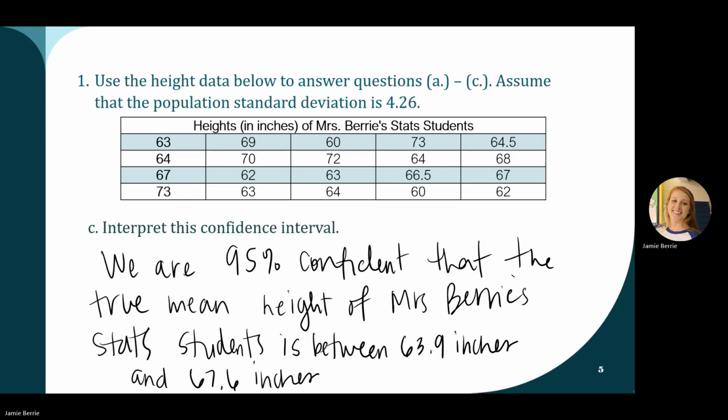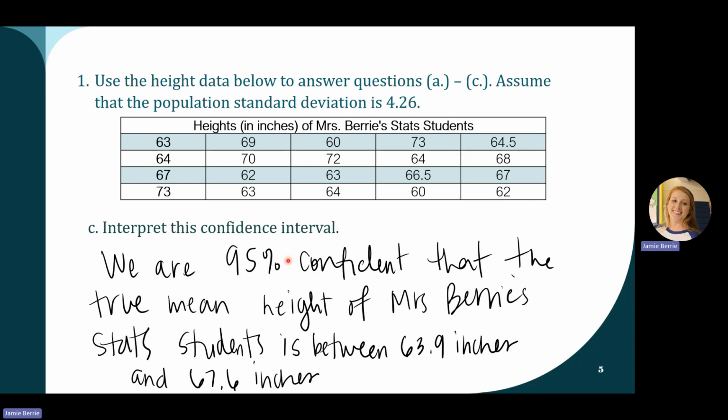All right, so what this means is that if we were to generate 100 confidence intervals, 95 of them would contain the true population mean for the height. All right, so we're 95% confident that the true mean height is between these two numbers. Of course, there's always a chance that the true mean lies outside of those numbers, but we have sort of mitigated that chance by using this very high confidence level.